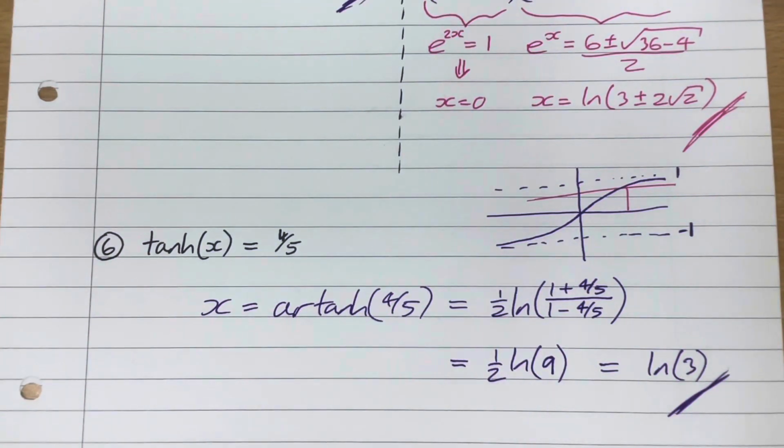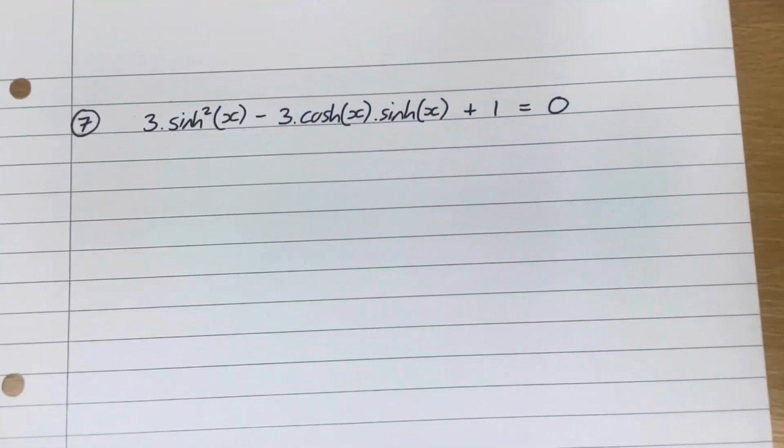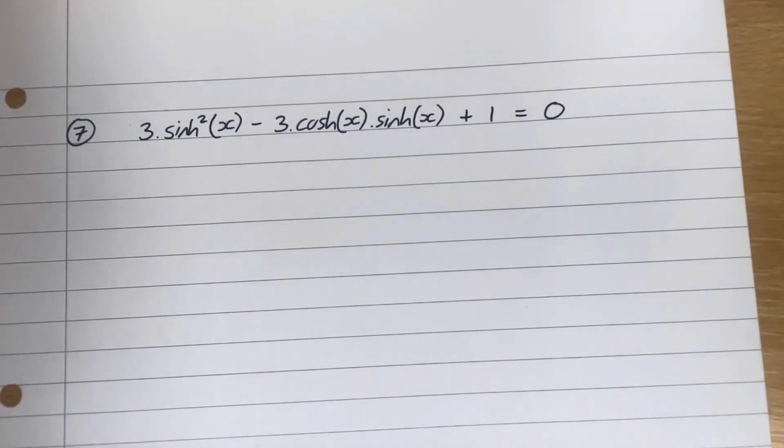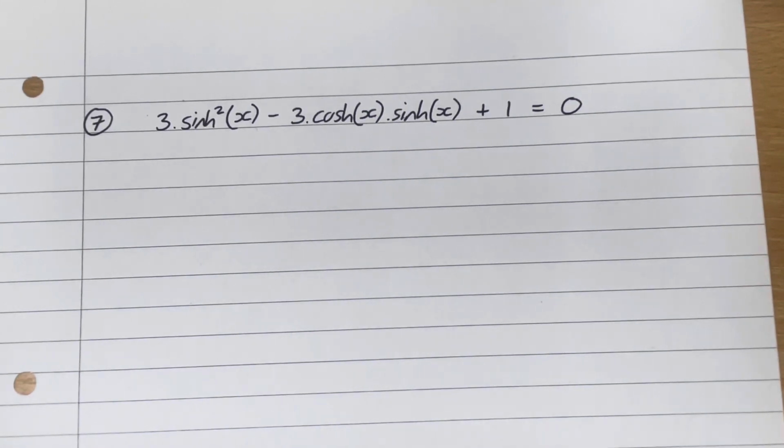Okay. Right, and final example number 7. Okay, this is a quadratic equation, so we could use again 2 different methods. We could use the hyperbolic identity, or we could use the exponential definition. I'm going to do both.